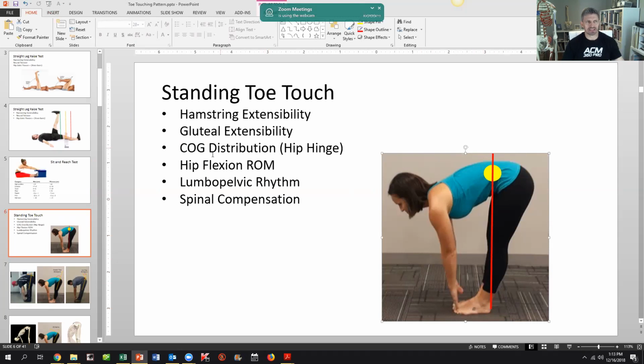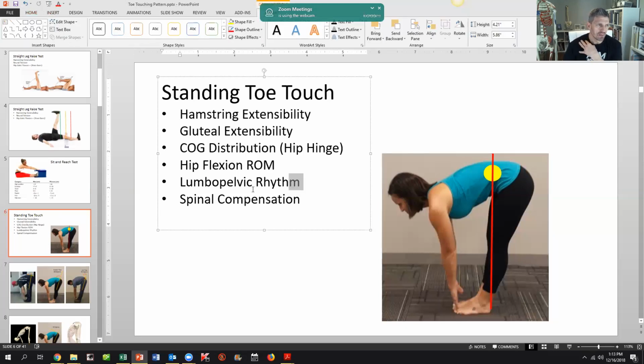So we're looking at center of gravity distribution, the hip hinge, limited hip flexion range of motion. Again, that's what the straight leg knee bent assessment tells us: does someone actually have adequate hip range of motion in the socket, not necessarily the hamstring flexibility, but just their ability to flex at the socket joint. And we'll look at that in a second too.